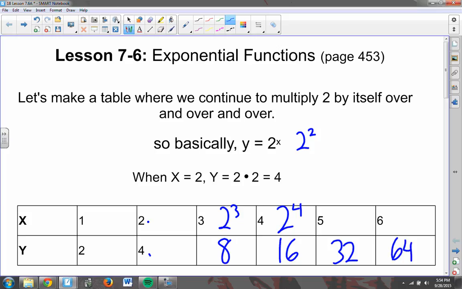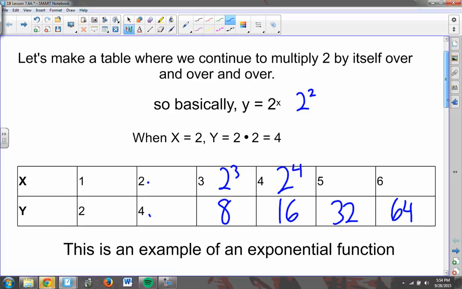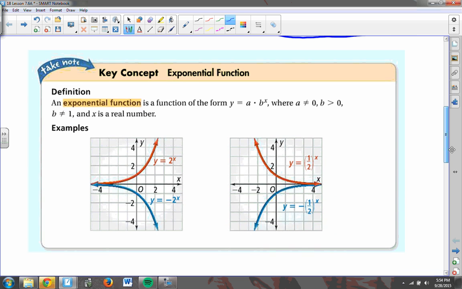All right? So this table that we've just created of multiplying 2 over and over and over again a certain number of times, whether it be 2, 3, 4, 5, 6, or however many you want, is an example of an exponential function, which is what this section is all about. So look with me at the bottom of page 453, and you should see this key concept box about exponential functions. Right? And it tells us that an exponential function is a function in the form y equals a times b to the x. Right?